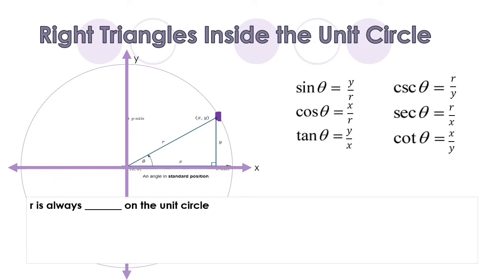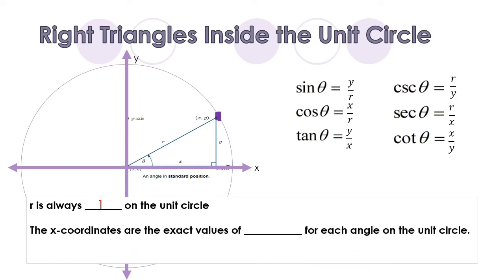So what is r on the unit circle? Well, we mentioned earlier that in order for it to be a unit circle, the radius has to be exactly 1 unit. So r is always going to be equal to 1, because if it wasn't 1, it wouldn't be a unit circle anymore.